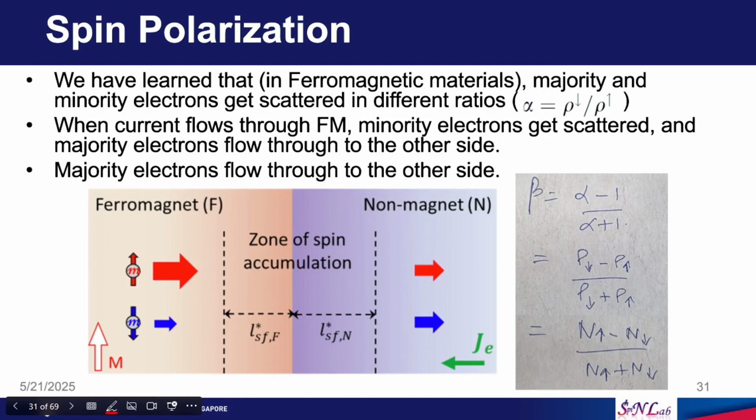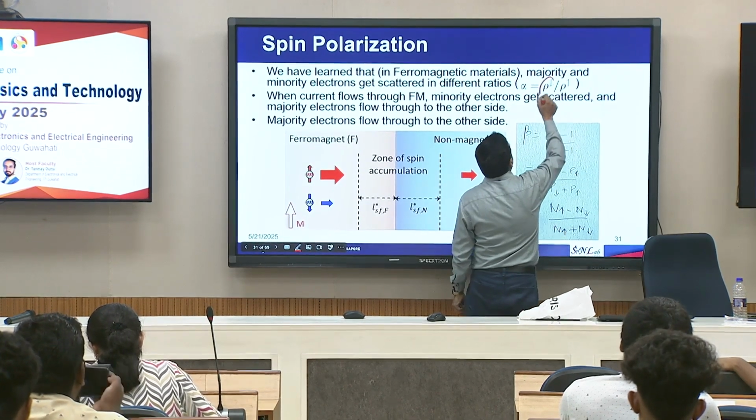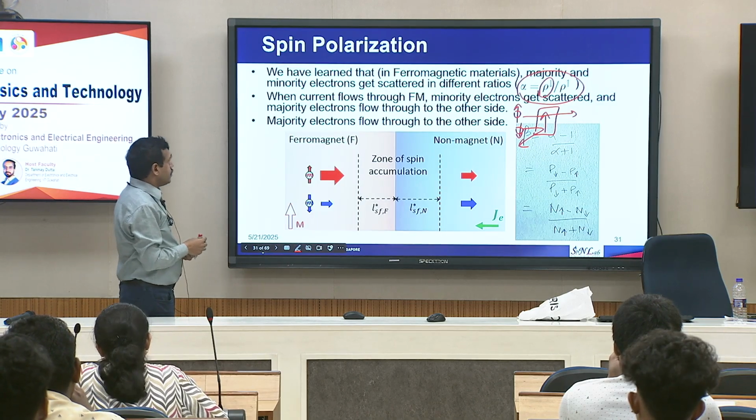Okay, so we learnt Mott's two current model, and we learnt that the minority electrons, whose magnetic moment is anti-parallel to the direction of magnetization, get scattered. So the probability of them going through is less. This is what we learnt through the alpha. In ferromagnetic materials, alpha is more than 1, which means the minority electrons get scattered.